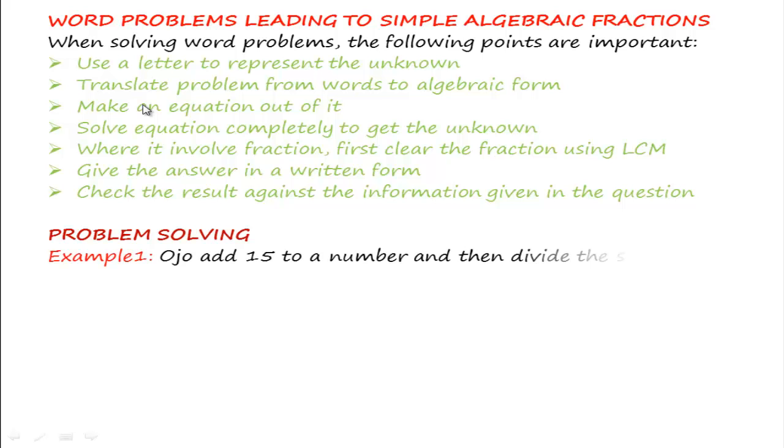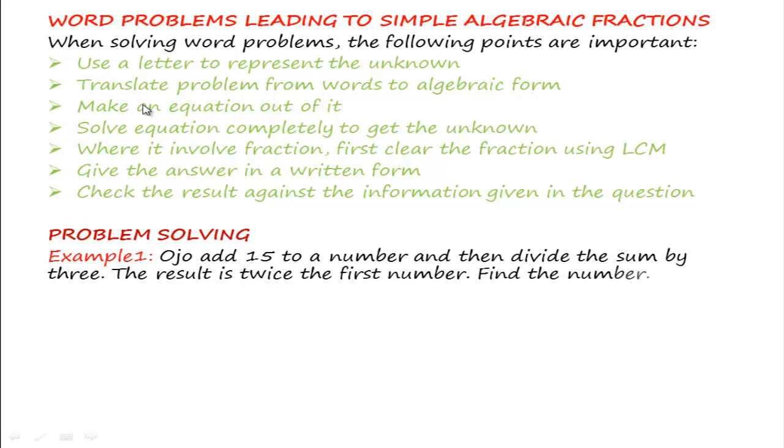Example 1. Ojo adds 15 to a number and then divides the sum by 3. Now the result is twice the first number. Find the number. Now you have to follow those sentences. The first sentence is Ojo adds 15 to a number. They don't know that number. You can represent that number with, this is what we say, represent the unknown. Because we don't know the number, you represent it with an alphabet or letter. So the number that Ojo added 15 to should be A or B or X or Y. We don't know it yet.